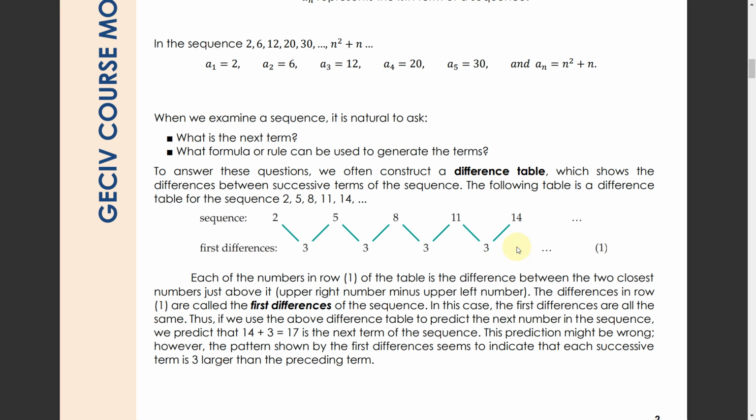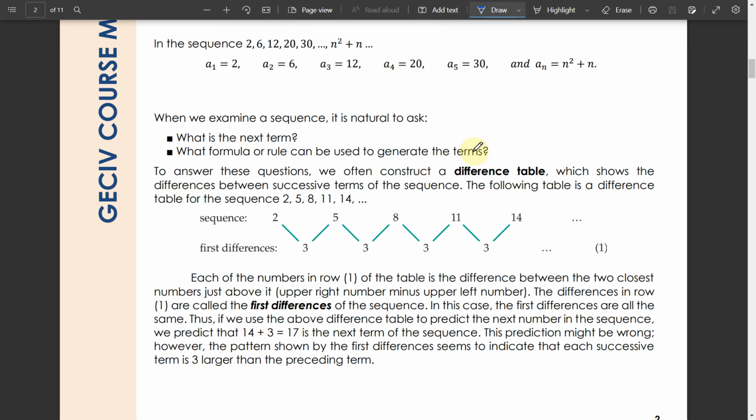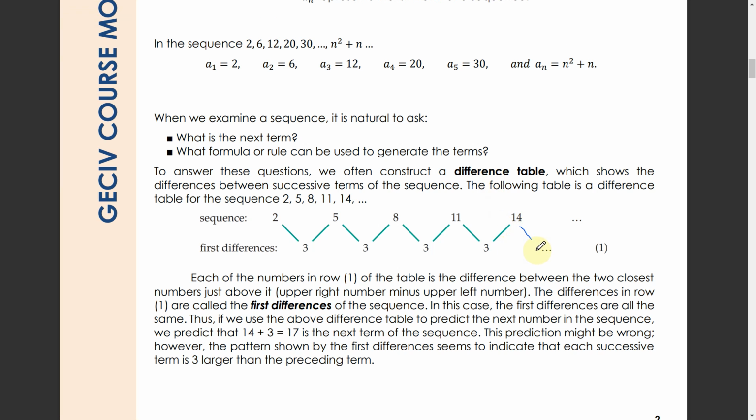So if we use the above difference table to predict the next number in the sequence, then we can predict that the difference is 3 here. Then we can also predict the next number in the sequence. That is our goal. What comes after 14? We have 2, 5, 8, 11 and 14. So what is our next answer?